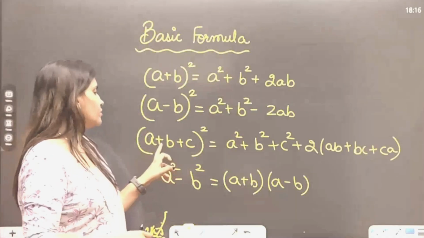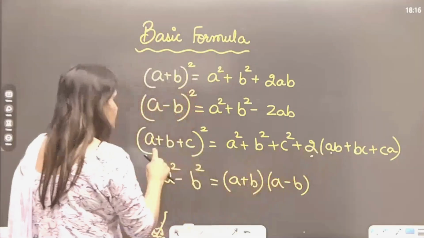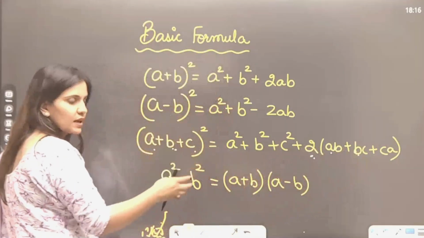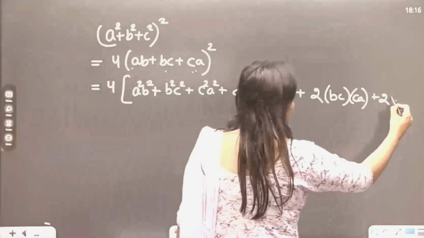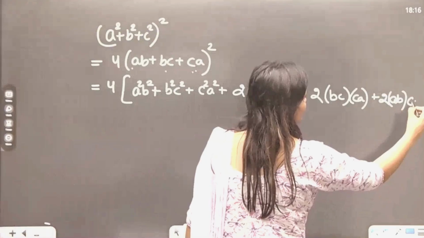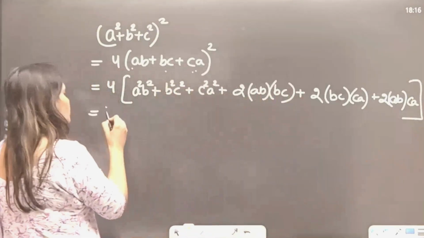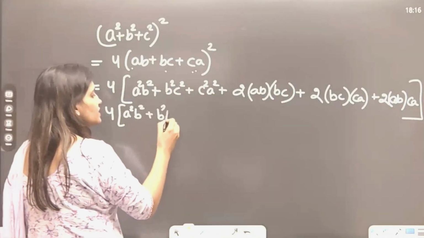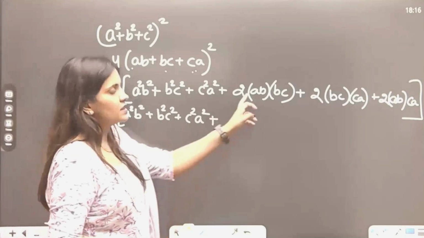When we expand this, we write 2 times of this and this, then 2 times of this and this, and then first and last. Same as we did before, right? So this is first and last, AB into CA. Now we will open this bracket. So 4 times of A square B square plus B square C square plus C square A square, plus this.